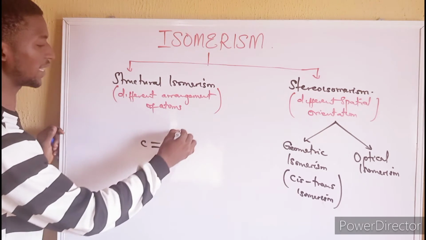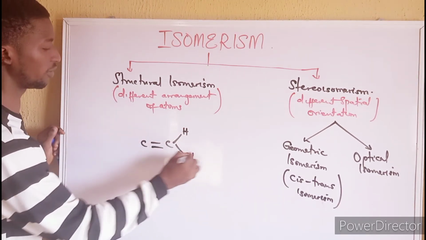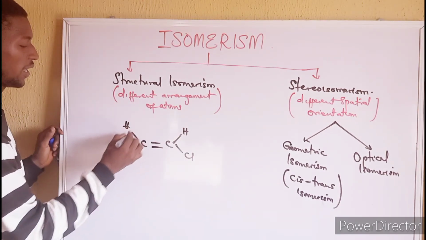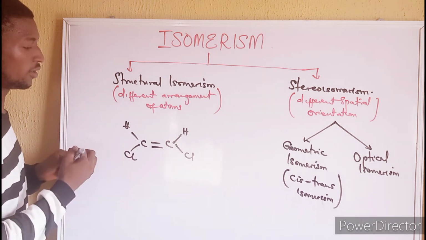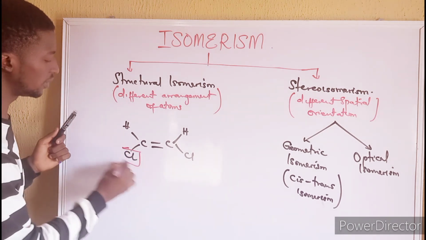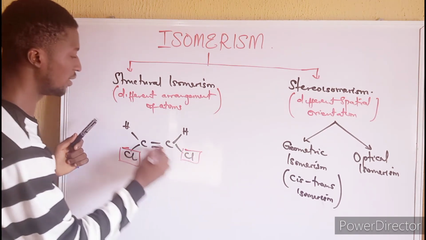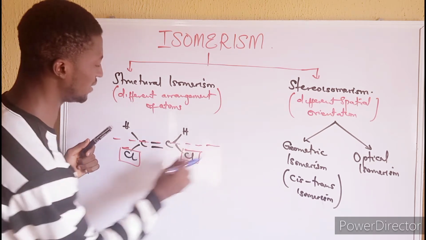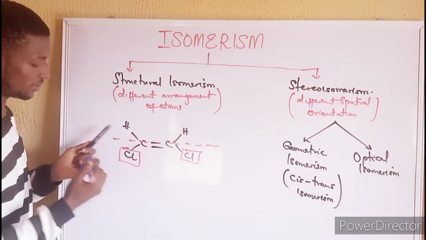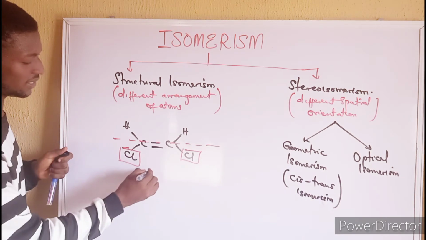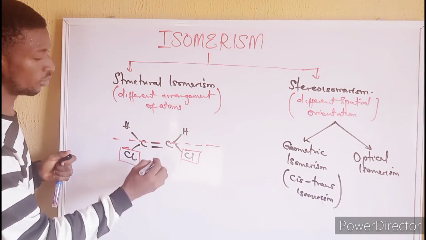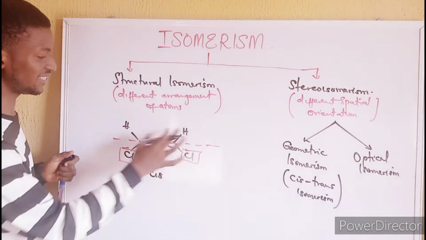So if I have something like H here, and Cl here, and H here, and as well Cl here. Because these Cl are in the same segment when you divide it like this, they fall in the same segment. We'll call this cis isomer.